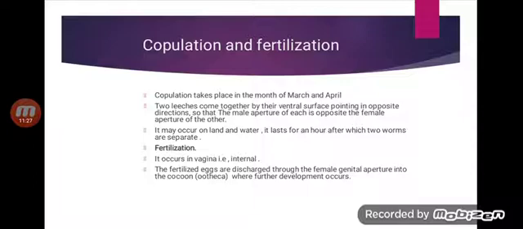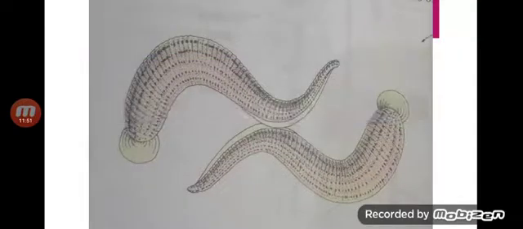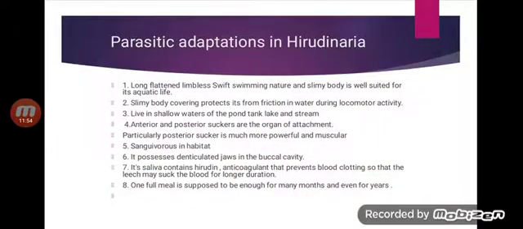Next, development of the young proceeds within the cocoon. In each cocoon, 1 to 24 embryos develop and swim in the cocoon, feeding on albumin. They finally escape from the cocoon. Development is direct, there is no larva, and it is completed in about 14 days. That's about the copulation and fertilization of Hirudinaria granulosa. The last part of this session and this topic is parasitic adaptations in Hirudinaria.